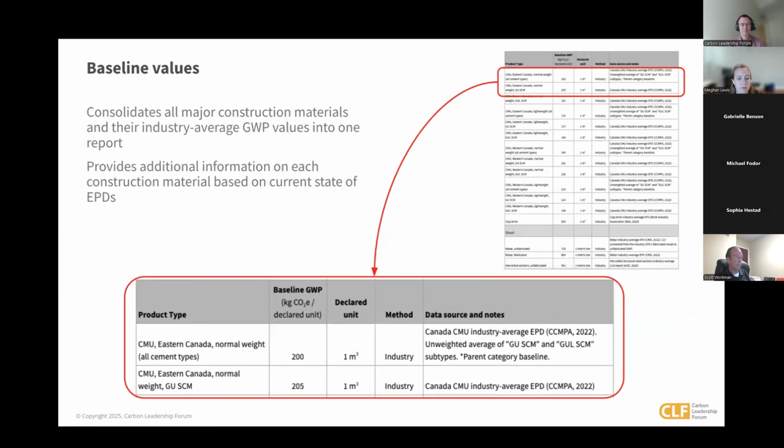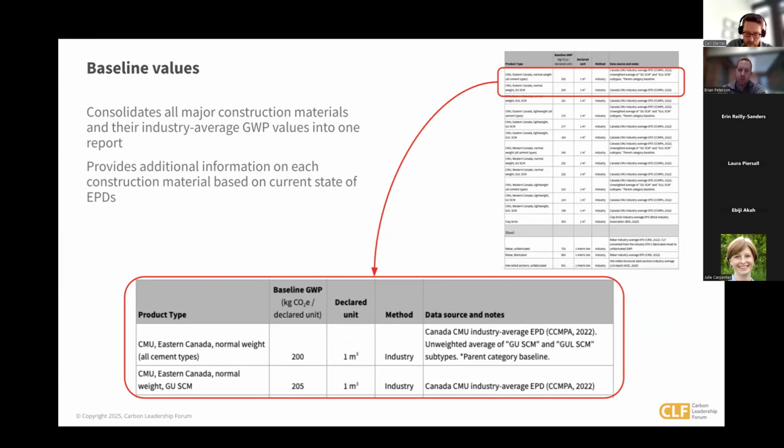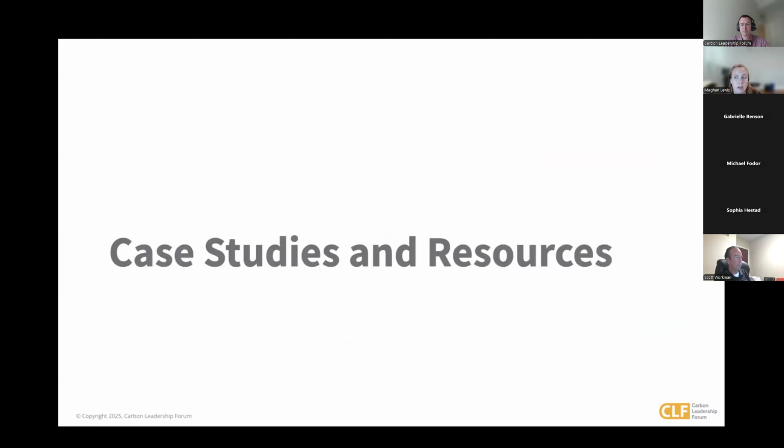And this is just a brief snapshot from one of the summary tables in that report on what the baseline values look like. So you have the product type, the value, declared unit, methodology, and data source notes. So I'll pause again before I share any case studies. Any questions?